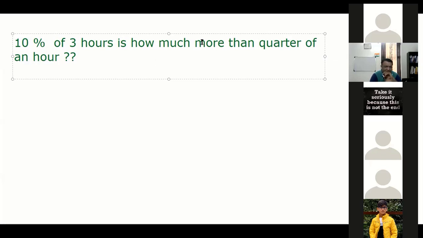We'll go step by step. First, Prachi, what does 10% mean? 10 upon 100. Guys, we'll do step by step. So 10 by 100. Everybody understood? Now, Shlok, what does "of" mean?